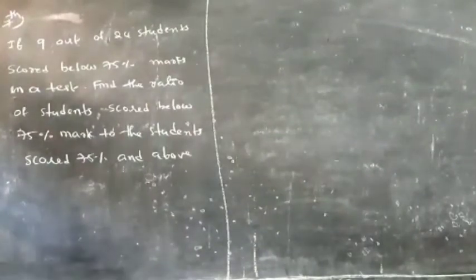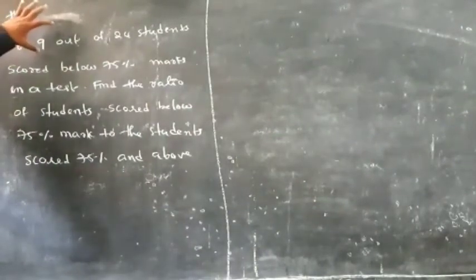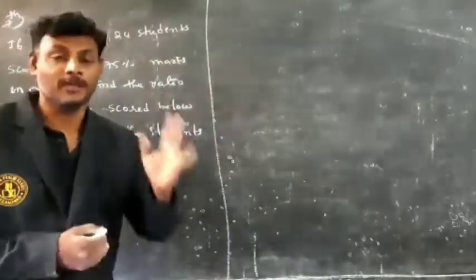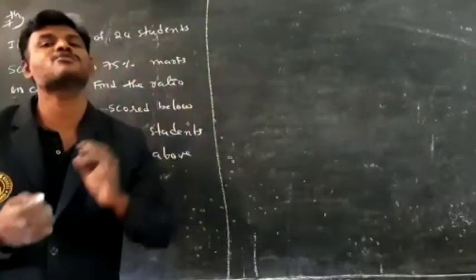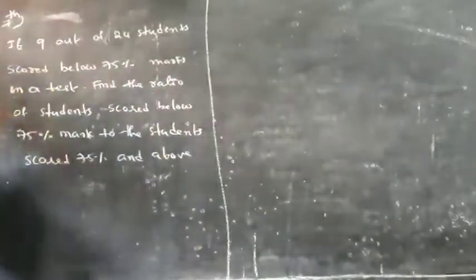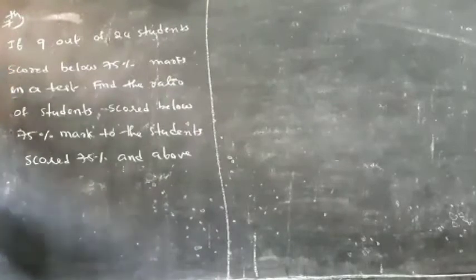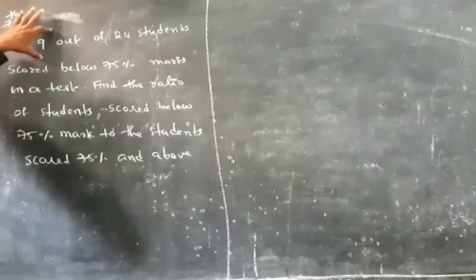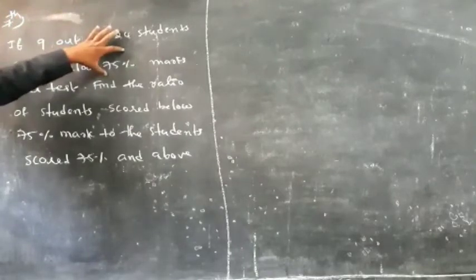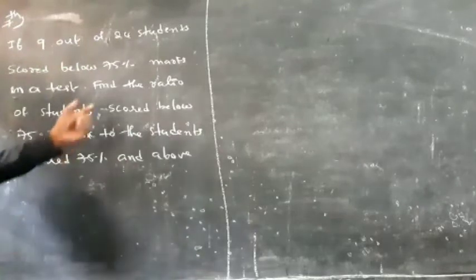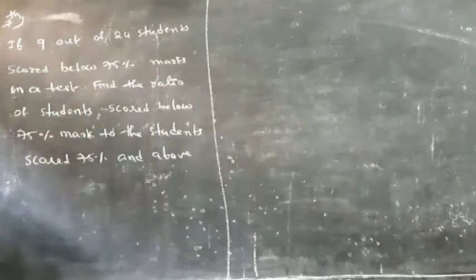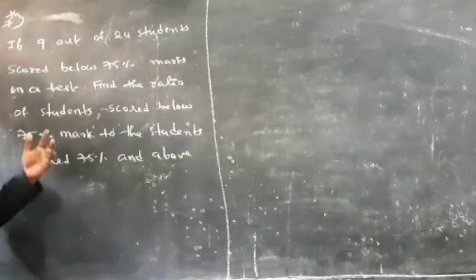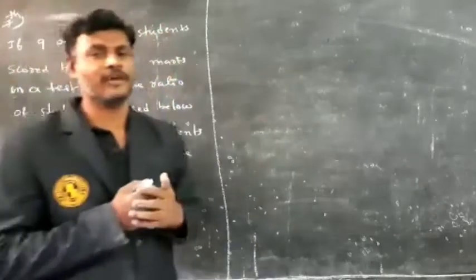5.1 exercise, the 7th problem. If 9 out of 24 students scored below 75 marks, it means there are 24 students. Out of these 24 students, 9 students scored below 75% in a test. Find the ratio of students who scored below 75% and those who scored above 75%.